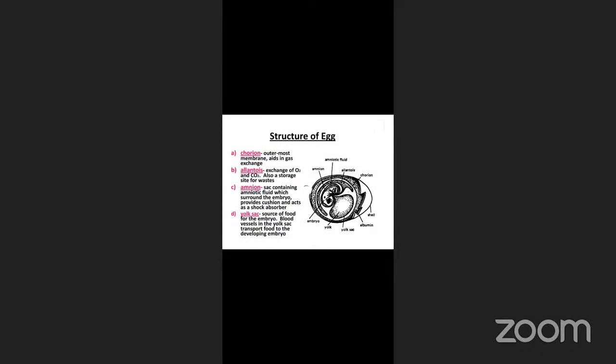So the structure of the egg, again, has 4 membranes. Chorion, which is the outermost membrane, aids in gas exchange. Then allantois exchanges oxygen and carbon dioxide and stores the waste material. Then amnion, the amniotic sac containing the amniotic fluid, which surrounds the embryo. This will be a shock absorber as well as a cushion for the embryo. Then the yolk sac is the source of food, yolk. It's rich in nutrients, and it has blood vessels which transport the food to the developing embryo.